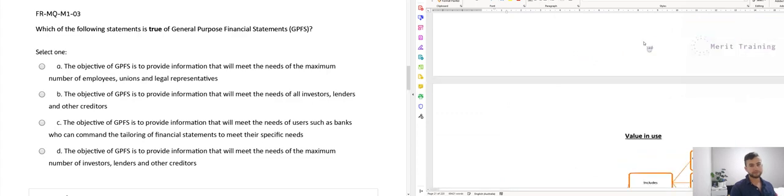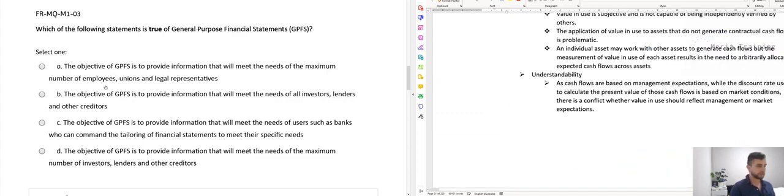However, there's more stakeholders than just those, so I'm thinking this is a trick question because it's to meet the maximum needs of stakeholders, not just these 3 here. Okay, B, the objective is to provide information that will meet the needs of all investors, lenders, and other creditors. Again, that's not the case because you're not going to meet all of them. If you remember talking about it from the textbook notes, you're never going to meet the needs of all of them, but you're trying to maximize it.